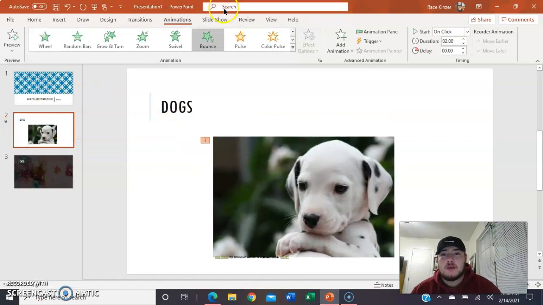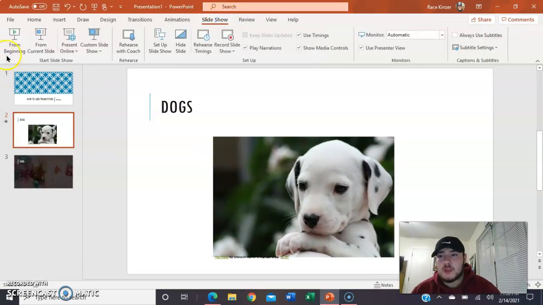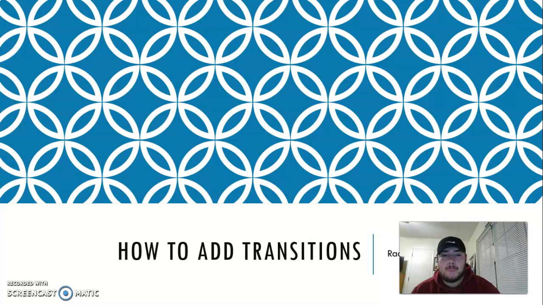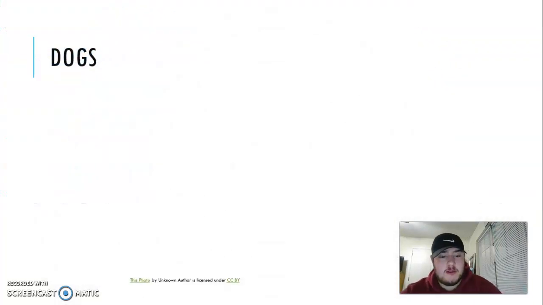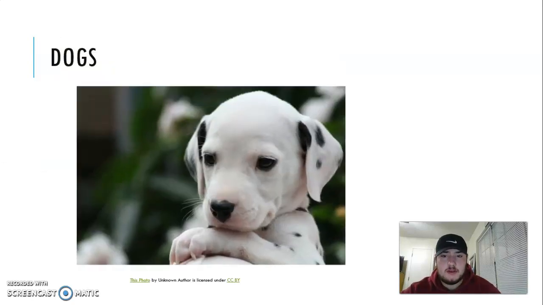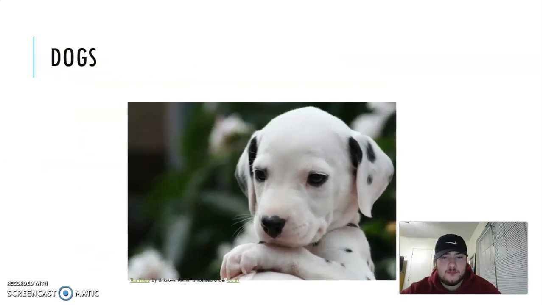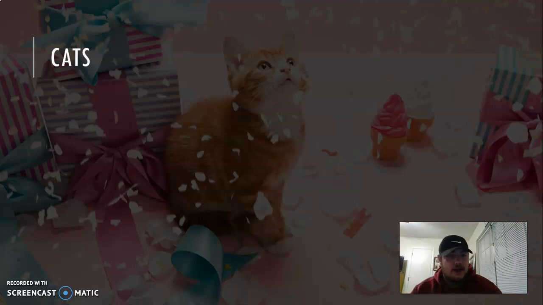So I'm gonna go back to slideshow from beginning. And then I'll go down, and the dog picture won't be there yet. But when you press down again, the picture of the dog will come in with the animation, and it will bounce, like so. And then see how I just didn't add the transition to that one.